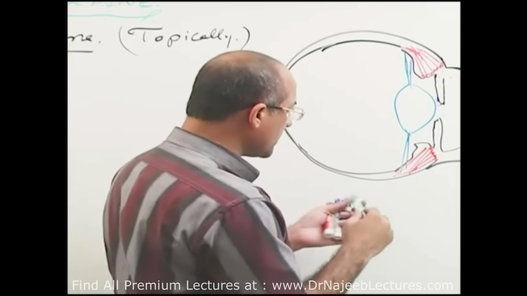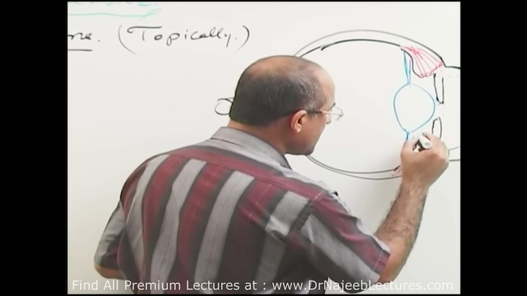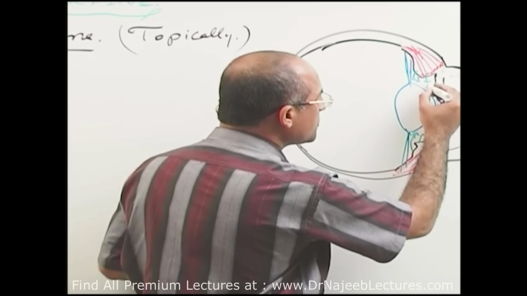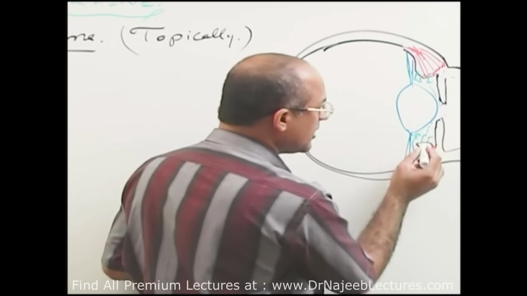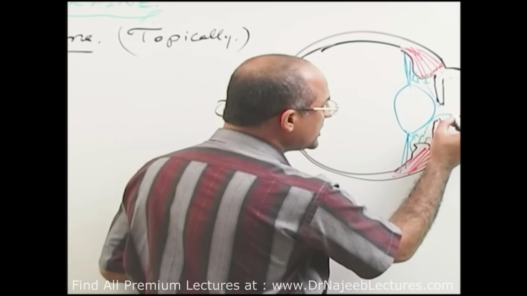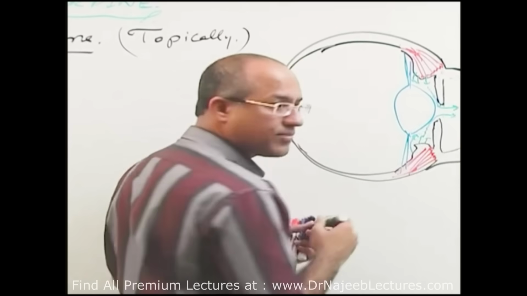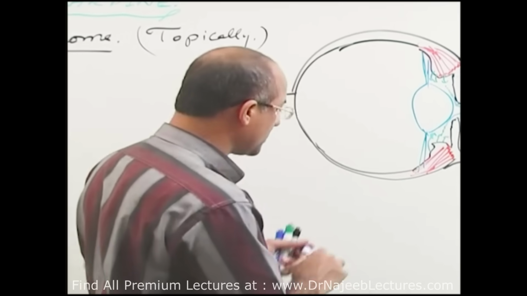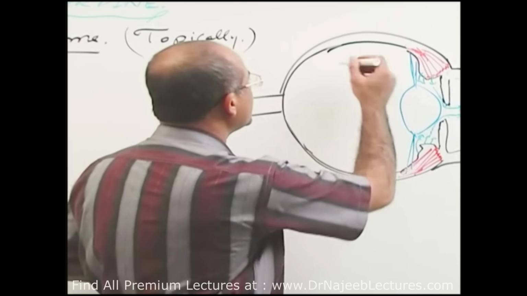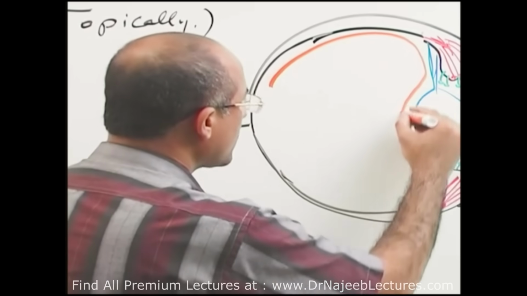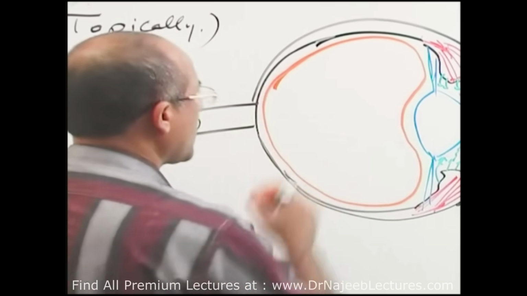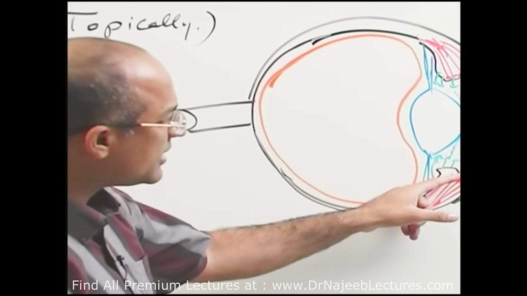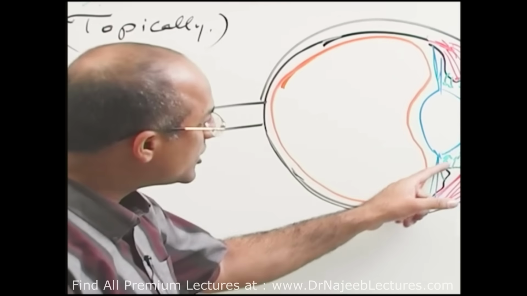Aqueous humor is produced by the ciliary epithelium from here, secreted by that. It moves between the lens and the back of the iris, and then from here it moves into the anterior chamber through the pupil. Here is something called the vitreous body. Aqueous humor is produced by the ciliary body having ciliary epithelium. It is secreting the aqueous humor.